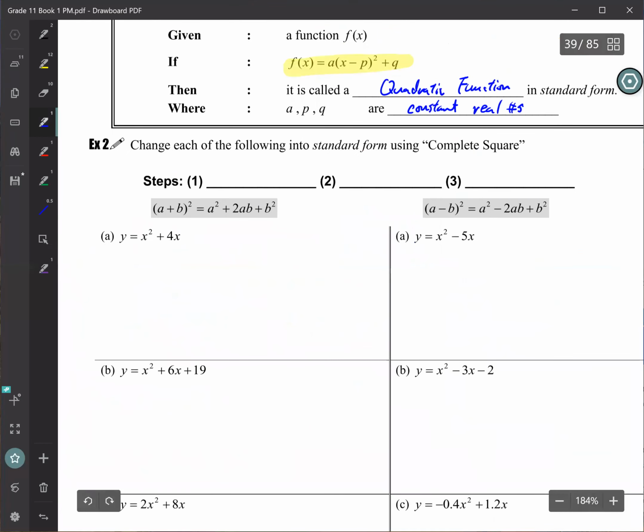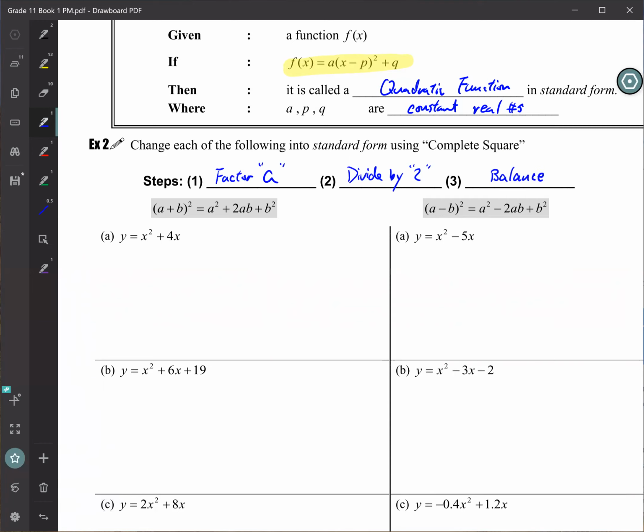Step 1 is factor A. Step 2, divide by 2. I'll explain what it means. Factor A divided by 2. Step 3 is to balance. Okay, so let's try one question together.